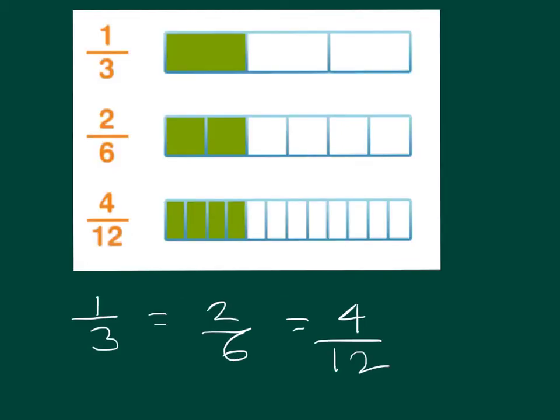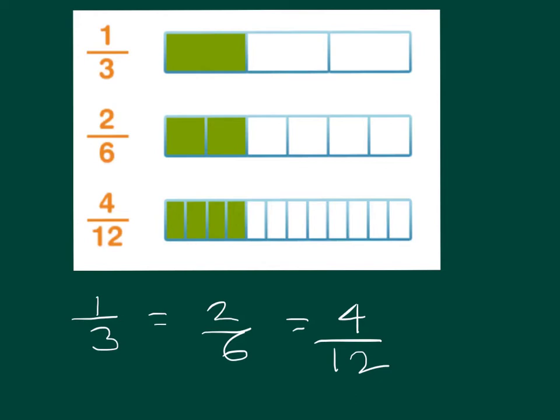If we look at this diagram, we can see that not only is 1/3 equal to 2/6, but it can also be considered equivalent to 4/12. Again, the green area is the same in each bar. The bar is the same size, it's just the number of divisions, so 3 in the first case, 6 in the second, and 12.